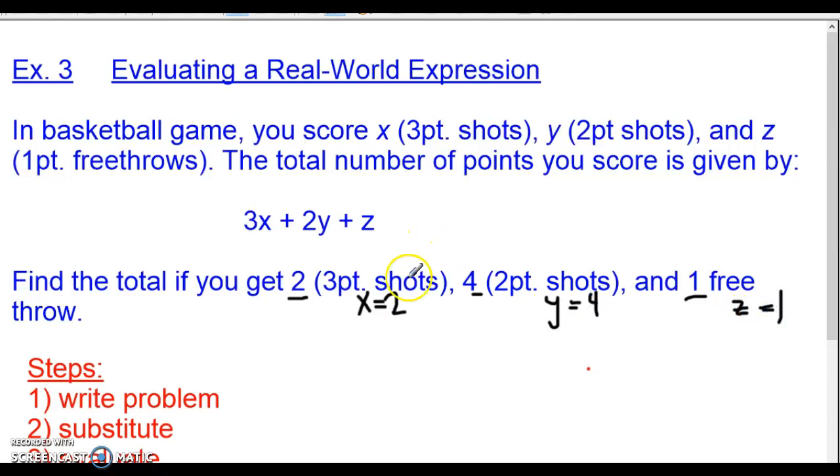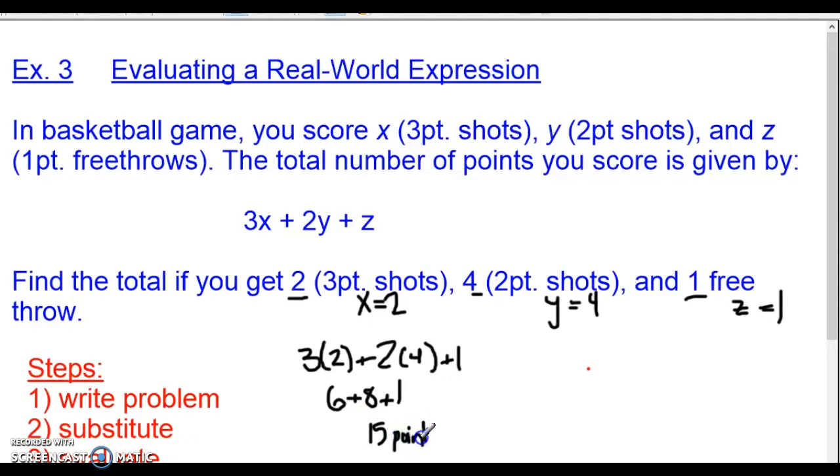Now I need to plug them into my equation. So 3 times 2 plus 2 times 4 plus 1. Following order of operations, 3 times 2 is 6, plus 2 times 4 is 8, plus 1. Now I can add from left to right. 6 plus 8 is 14, plus 1 gives me 15 points. You want to make sure you say what it is. Since it is a word problem, you need to identify what your number means.